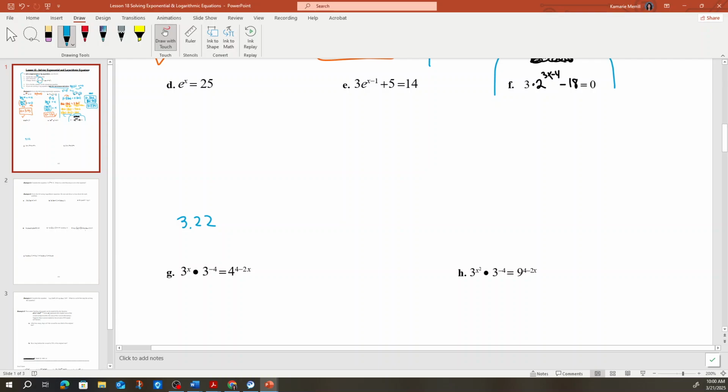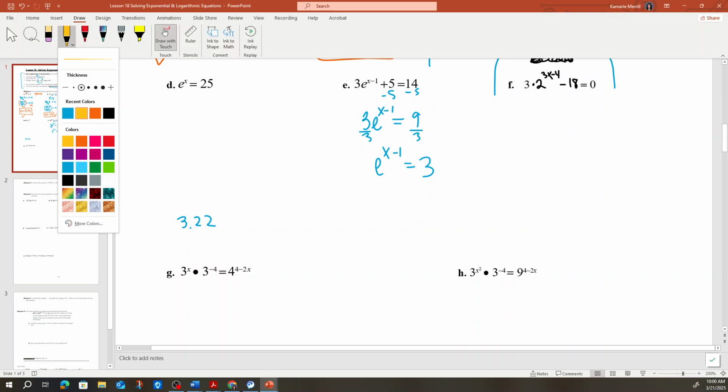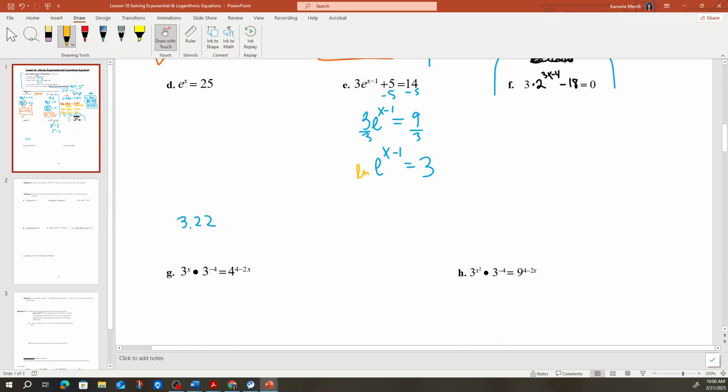Subtract 5. Let's get rid of 5. Divide by 3, and then we convert it to an ln. You could also view it as lning both sides, however you guys want to look at it. If I ln both sides, it clears my e. If I convert it to an ln, I still end up with an ln of 3 and then an x minus 1. So whether you viewed it as balancing an equation and lning both sides or converting it, we should end up here. Okay? Either view of how you solve that.